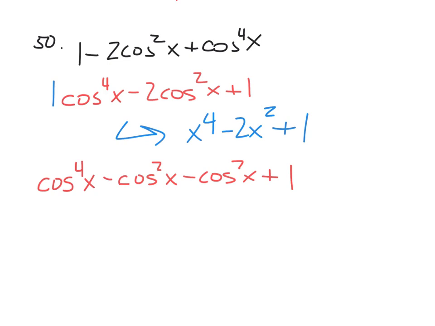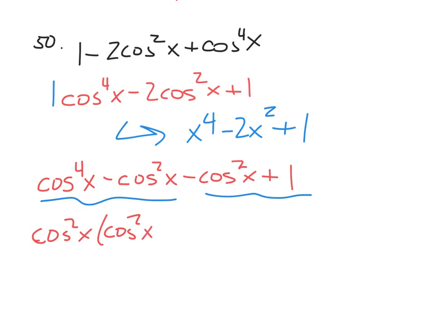And again, what I do with these, I say, okay, there's a group and there's a group, and what can come out of both of those. Okay, so out of this first one, I can take a cosine squared out, and I'm left with cosine squared of x minus 1. Out of this second group, I'm going to take a -1 out, and I'm going to be left with cosine squared x minus 1. And what's nice about this is that it always works if you do it correctly.